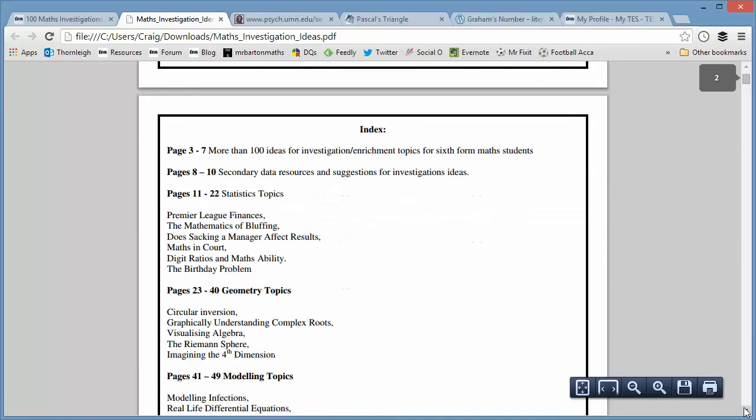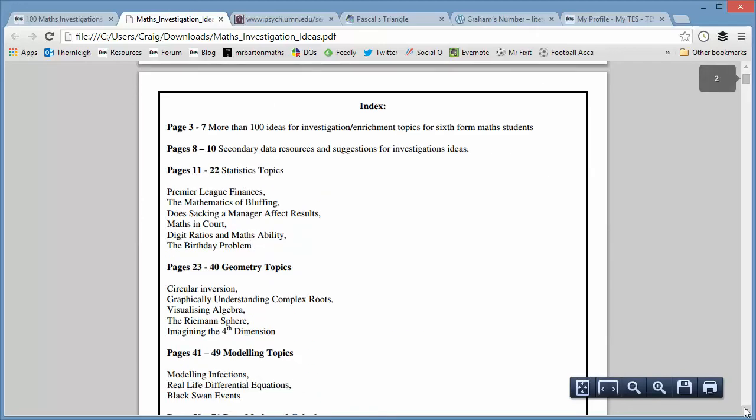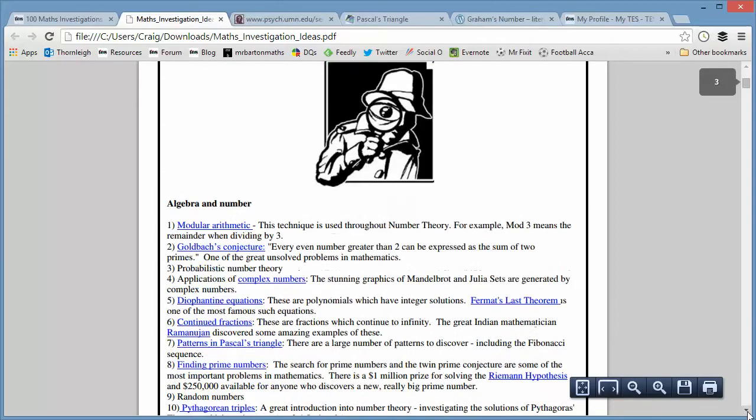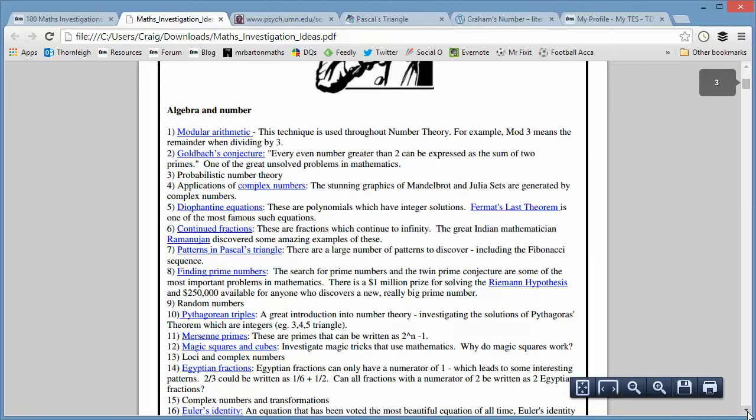Now, it will take me probably a year to go through all these, and I've got about 3 minutes left on this video. So I'm just going to pick out a few of my favourites. So the first few pages here, I've got over 100 ideas with them as it stands. So modular arithmetic, the classic Goldbach's conjecture, all that kind of stuff.